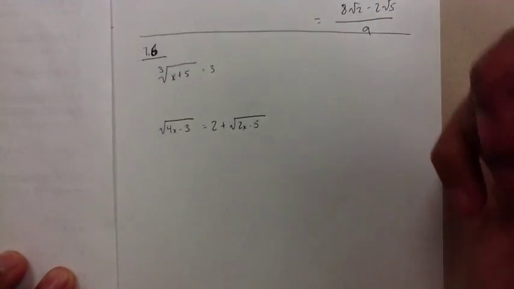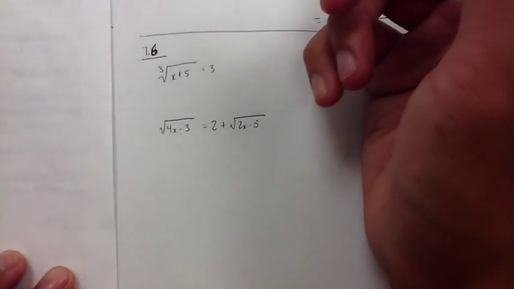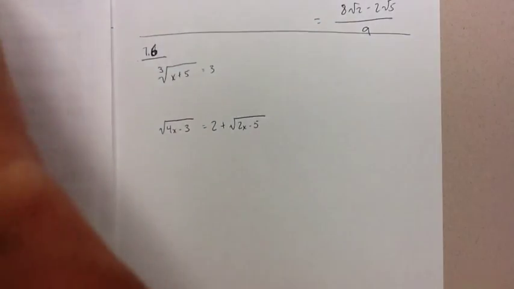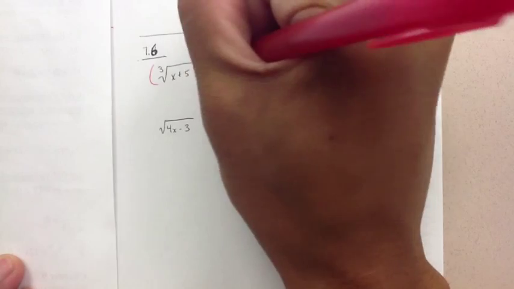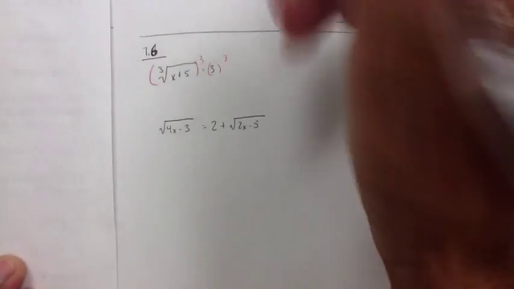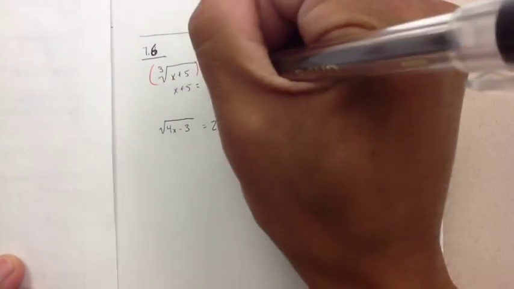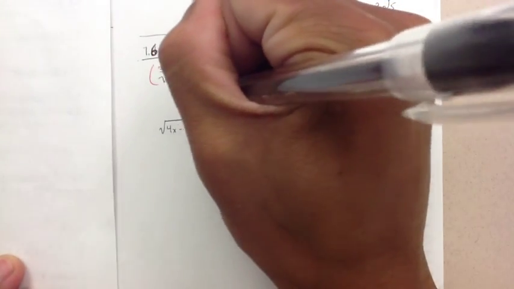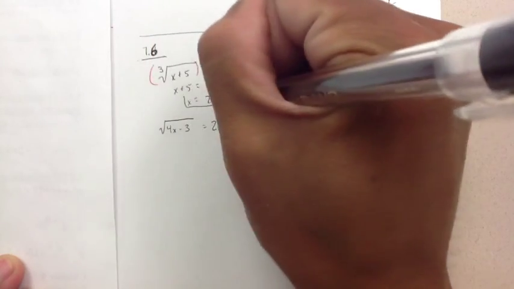To solve radical equations, you want to get rid of the radicals, in this case by cubing or squaring both sides. This one, cubing, will make it the easiest. Cubing something to the cube root just makes itself. 3 cubed is 27, subtract 5 from both sides, you get 22.